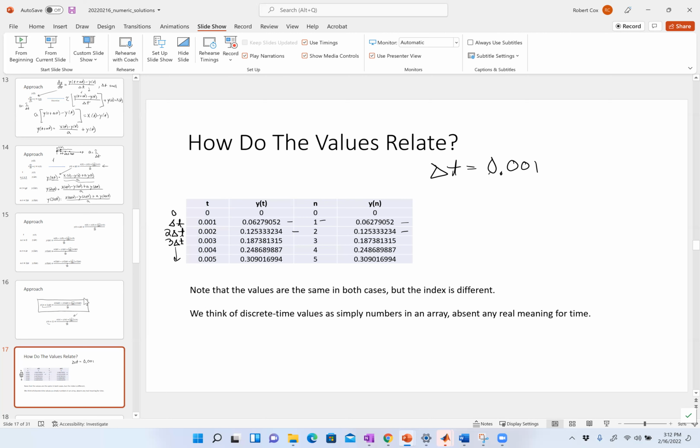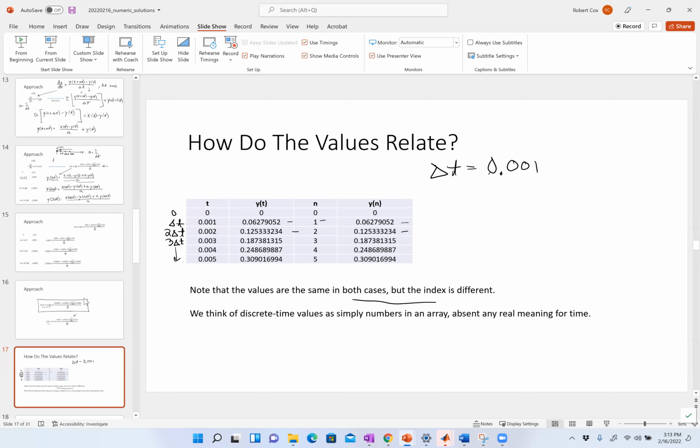That's what I'm doing here. So in other words, these values are the same, but their index is different. When you have a continuous time function, you're indexing it by time. If I have a discrete function like this, I'm indexing it by sample. And I'm saying, well, the first sample, the second sample, the third sample. It becomes a little bit easier to think of it that way, because the second sample is always the second sample, no matter what the delta t is. It's a more general way of thinking about this. They're just numbers in an array.